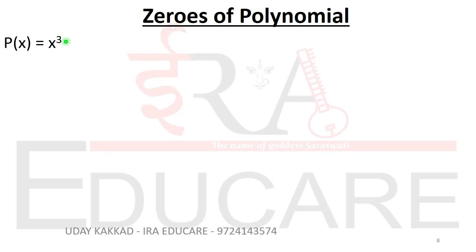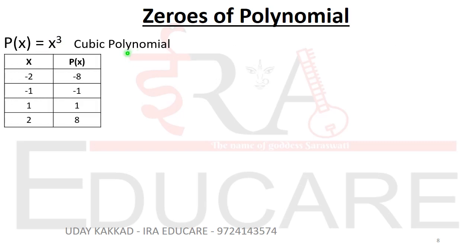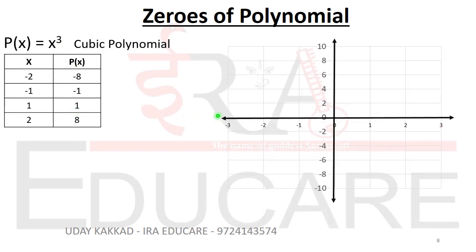Now this is a cubic polynomial, right? Putting values of x, you get different values of p of x. Now you are going to draw the graph for that: minus 2, minus 8, right?